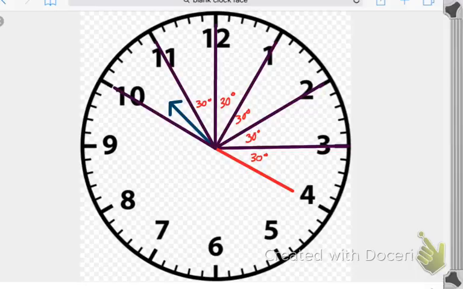So now we have to think about my minute hand going all the way down to 4. If it went all the way down to 6, our hour hand would have moved right smack dab in the middle, and I'd have 15 degrees and 15 degrees, right? Does that make sense? If my minute hand went halfway around the clock, that means my hour hand goes halfway between 10 and 11. Did I go halfway around the circle with my minute hand?